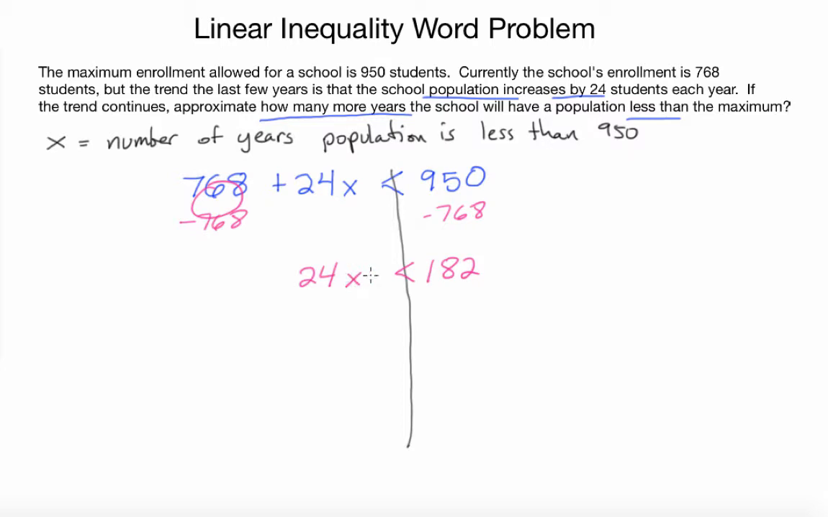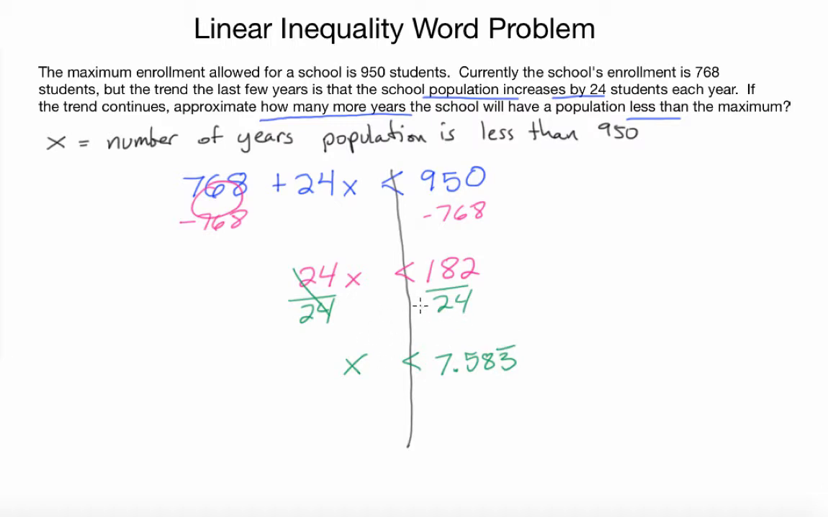What that means is, well, I have 768 students now, which means I have 182 students left where I can grow and still be less than the max. But every year I grow by 24 students. So let's divide by 24 and figure out how many more years of growth that gives me. Dividing by 24 leaves just x, and x has to be less than 7.583 repeating. All right, there's my inequality.